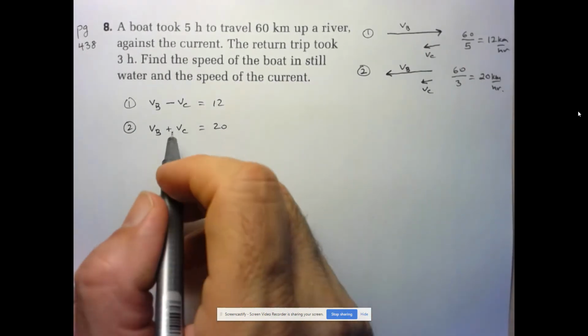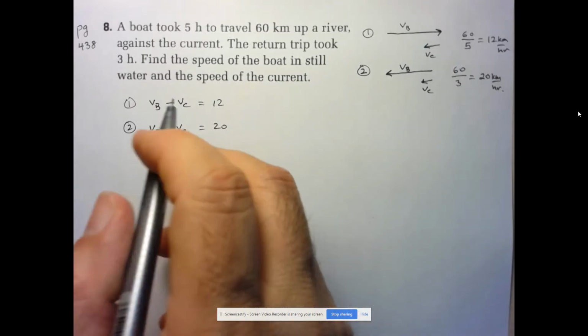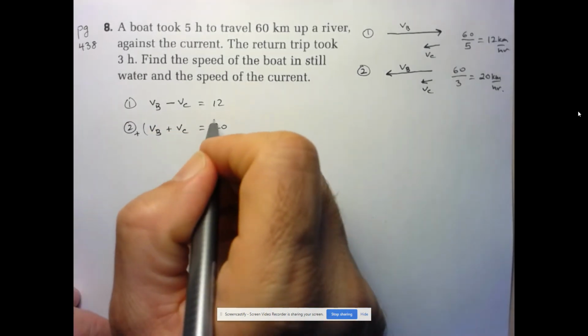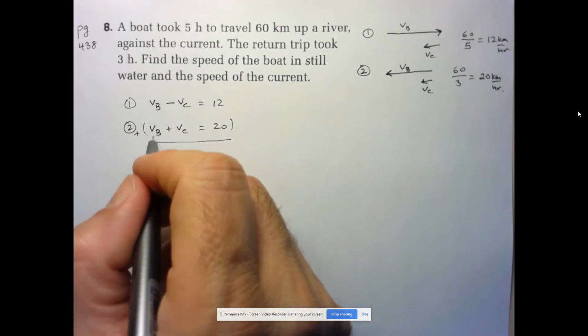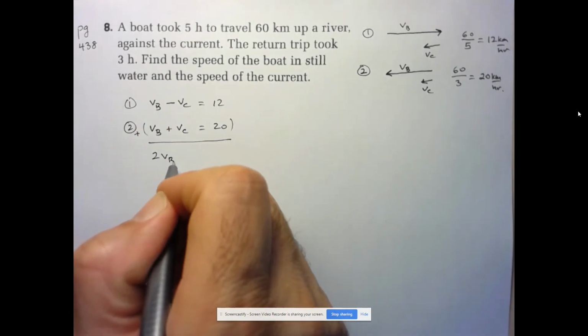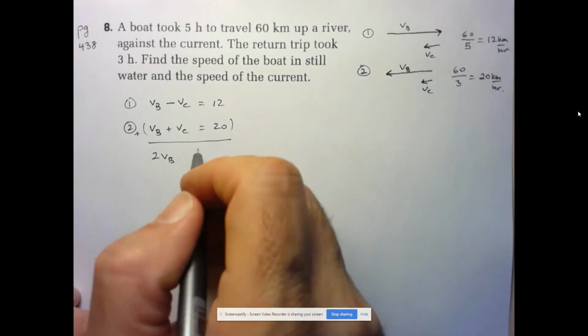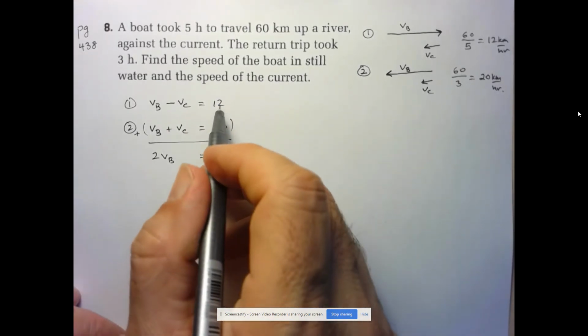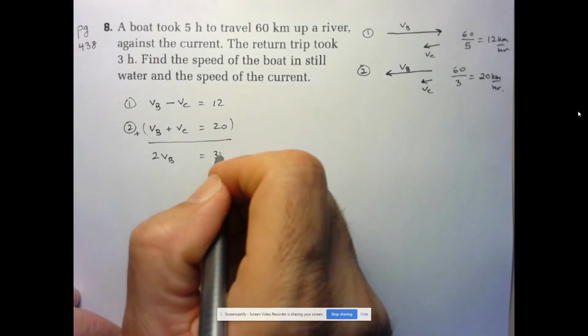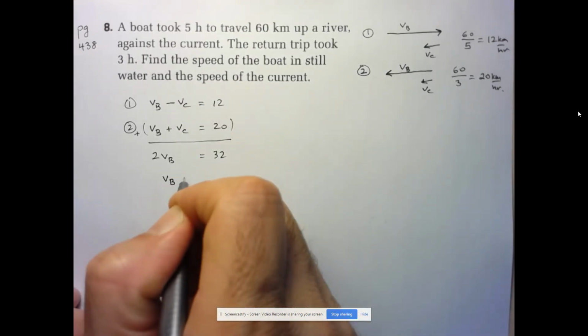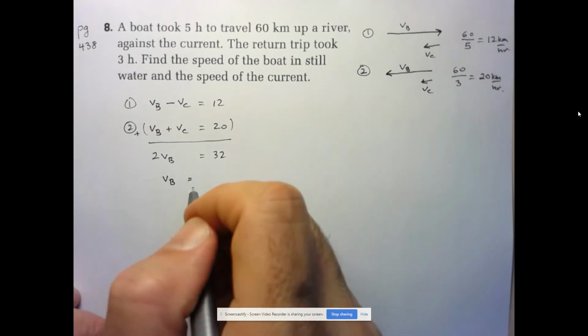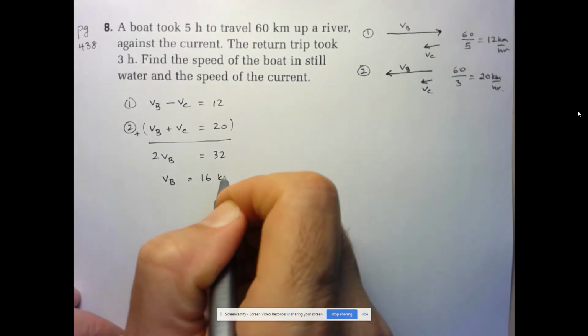I think the easiest thing to do is to eliminate the velocity of the current, so I'm going to add these two equations together. VB plus VB is 2VB. Negative VC plus VC gives me 0. So I've eliminated the velocity of the current. And then 12 plus 20 is 32. So that means that the velocity the boat is traveling at is 32 divided by 2, 16 kilometers per hour.